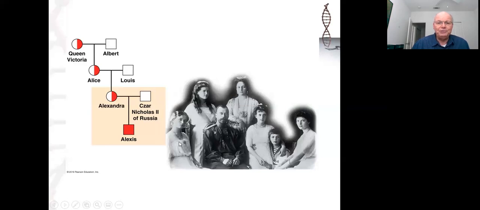The second revolution that took place a few months later brought the Bolsheviks, the communists, to power, and would ultimately lead to the execution of the whole royal family. So the course of world history has been affected by hemophilia, the presence of a recessive allele, which is kind of an interesting thing to think about.